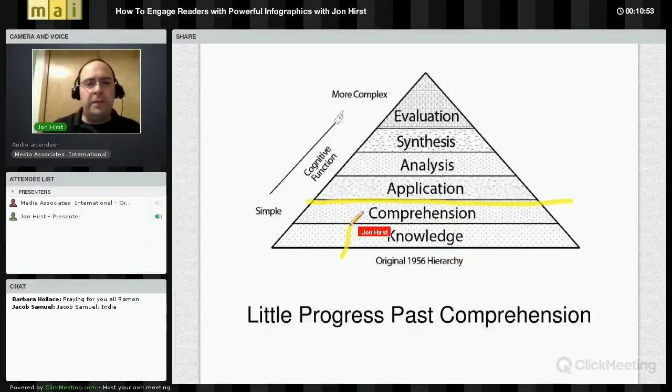Very few people are getting past this point of comprehension. They're getting here and they're hitting a wall. They're not applying things because they're moving on so quickly. So the question becomes, how do we get information to them in a way that allows them to break through this wall of comprehension and begin to get some seeds of application, and then hopefully up to analysis, synthesis, and evaluation. This is the goal, but it's very, very challenging in today's fast-moving world.